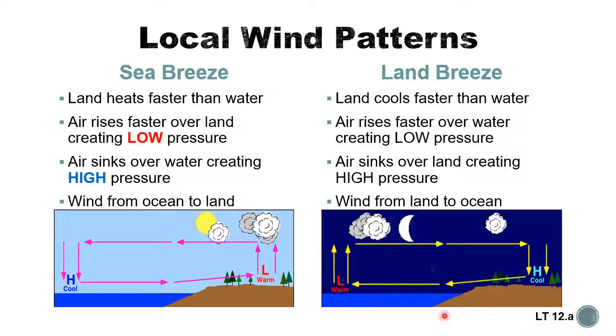Our land breeze, this happens in the nighttime. Okay, so now the land is going to cool much faster, but the water is going to hold on to the heat that it gained during the day, which means this is the warmer area, so the air is going to rise over here, creating low pressure. The air is going to sink over on this side, causing high pressure. Remember, our wind always goes from our high pressure to our low pressure, so it's going to come from the land out to the ocean, and it's called a land breeze.